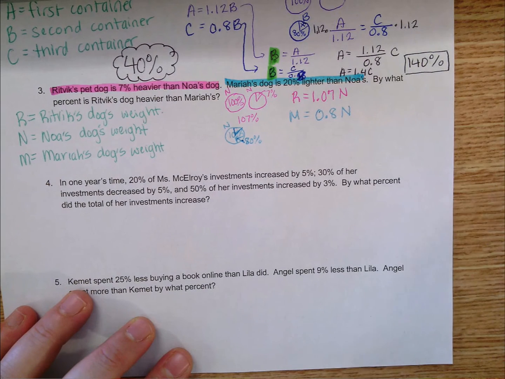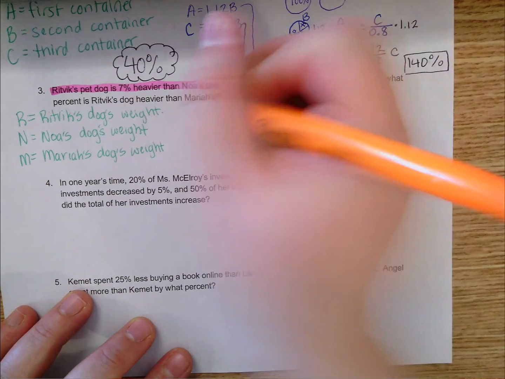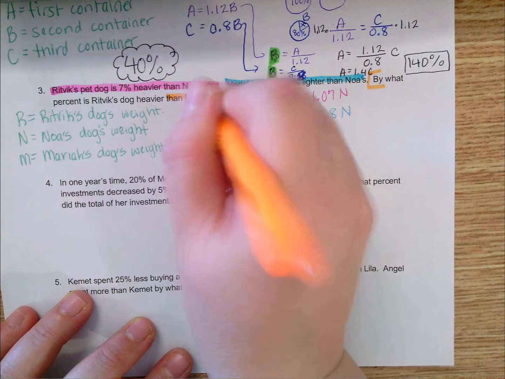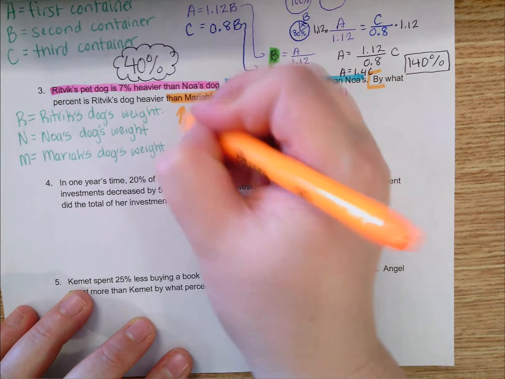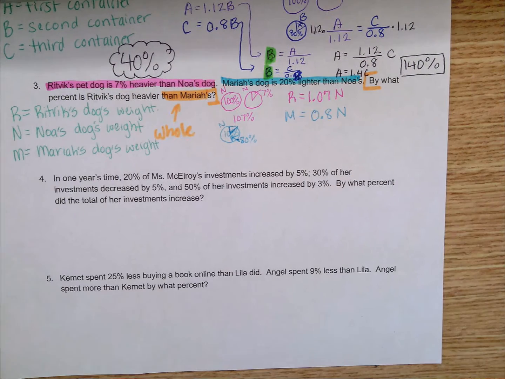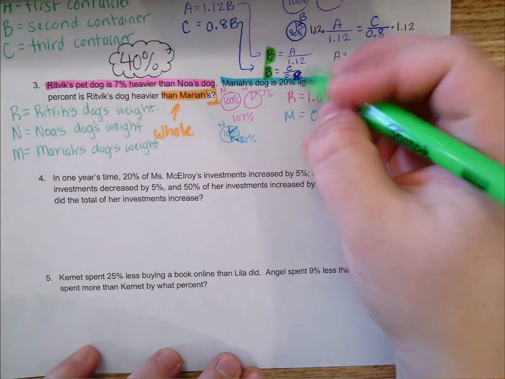The question that I'm answering is, by what percent is Ritvik's dog heavier than Mariah's? So we're comparing two Mariahs. That's our new whole that we're working towards. So essentially what we're doing is we're taking everything. Right now we're using Noah's dog's weight as our whole, and we're converting it so that Mariah's dog's weight is our whole. We're going to use the same exact strategy I used before.